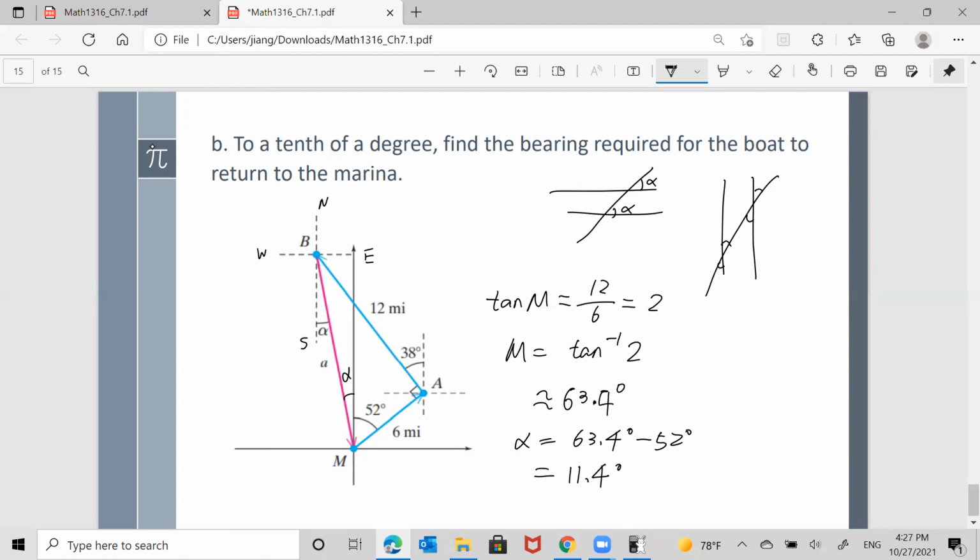Okay, so how do we fill in the bearing? It's going to the south, so south goes first, angle goes second, 11.4 degrees. And then since it's in this direction, it's on the east side. So the final answer is south 11.4 degrees east. The boat should follow a bearing of south 11.4 degrees east to return to the marina.